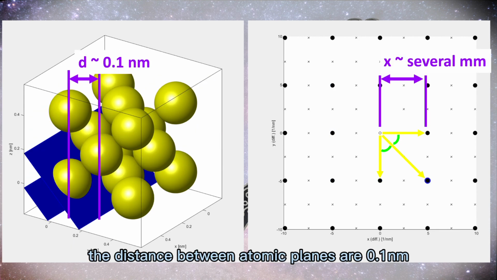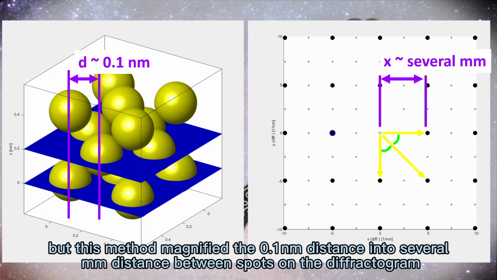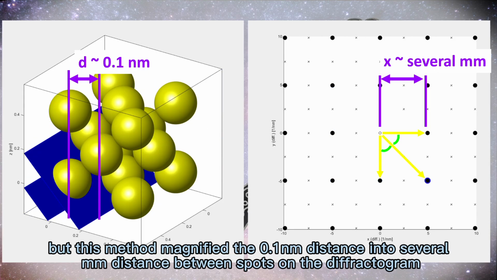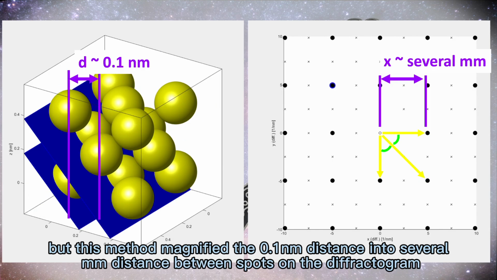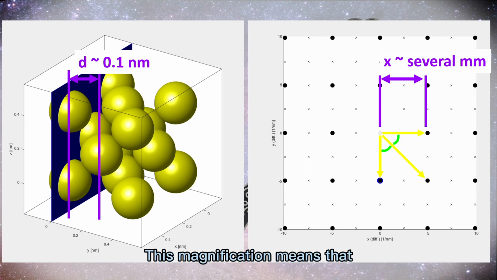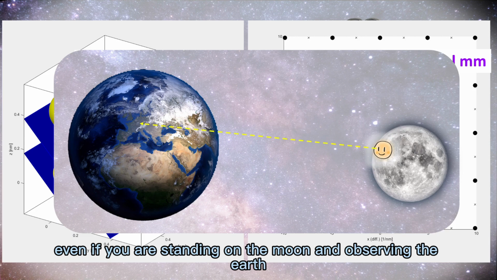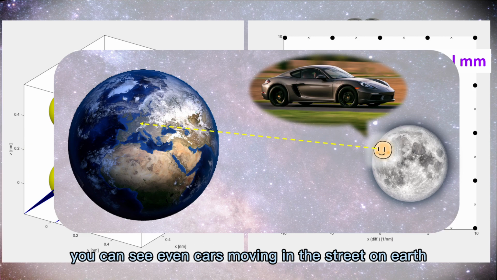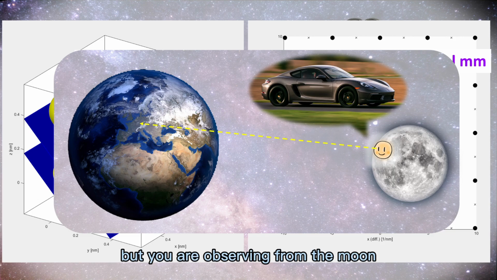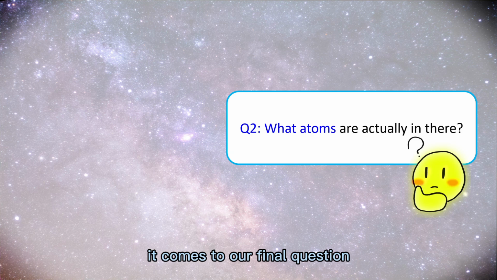Note that the distance between atomic planes is 0.1 nanometer. But this method magnifies the 0.1 nanometer distance into several millimeters distance between spots on the diffractogram. This magnification means that even if you are standing on the moon and observing the Earth with your naked eyes, you can see even cars moving in the street on the Earth. Then it comes to our final question. What atoms are actually in there?